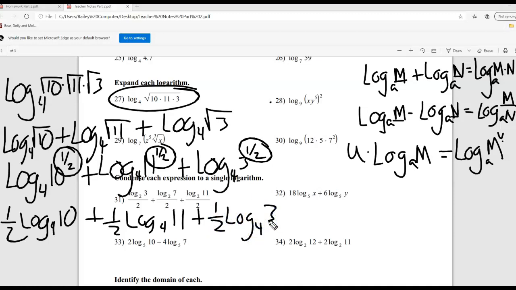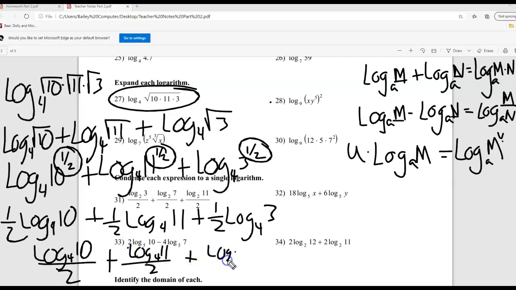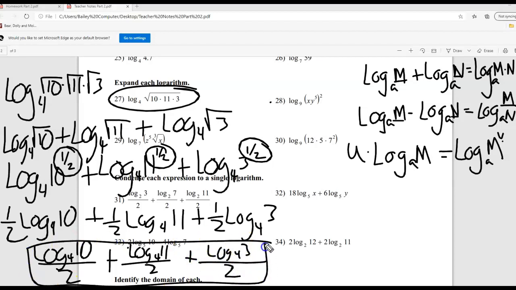And then as our final step, multiplying something by a half is the same as dividing it by 2. So we'll write it like this: log base 4 of 10 over 2 plus log base 4 of 11 over 2 plus log base 4 of 3 over 2. And now we're finally done. So it's the same exact problem. It's just, as we did earlier, that we're working backwards. We're expanding instead of condensing.